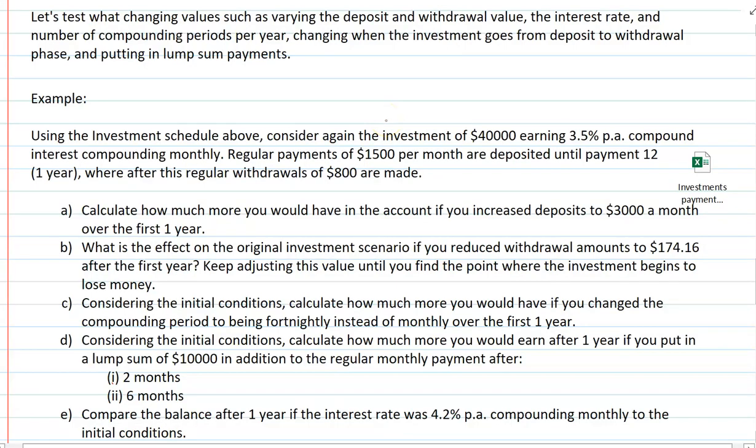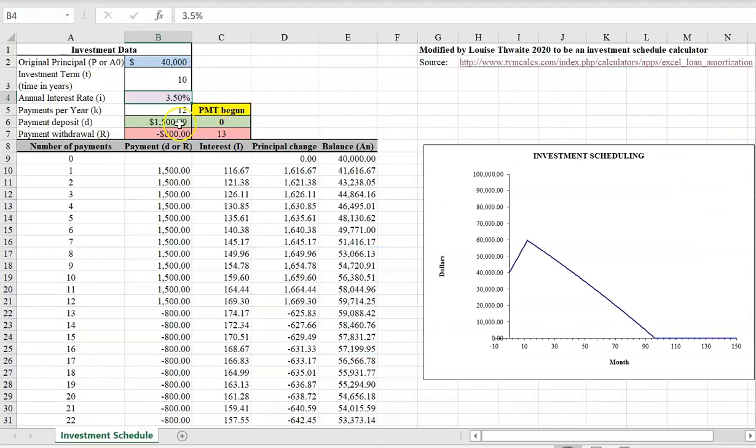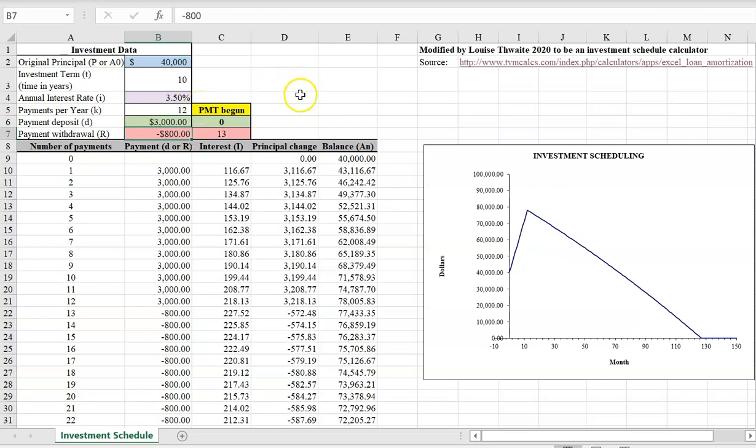Okay, coming back to the example question, from A to E, we're going to change different things and see the effects on the investment. So part A wants us to calculate how much more we would have in the account if we increase deposits to $3,000 a month over the first year. So to check that out, I just simply change my payment deposit to $3,000. And you can see by that 12th month or year, that changes the balance to $78,005.83. So it's made a significant difference by doubling the amount I deposit into the account every month.